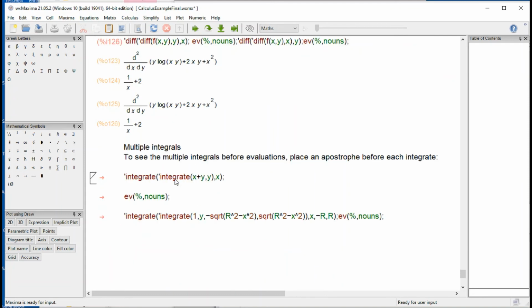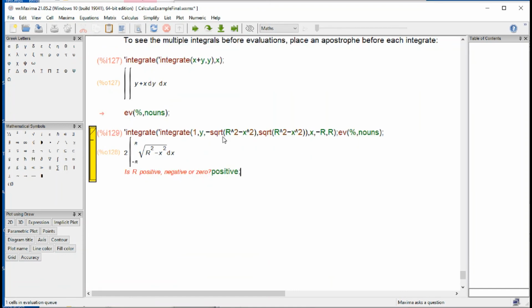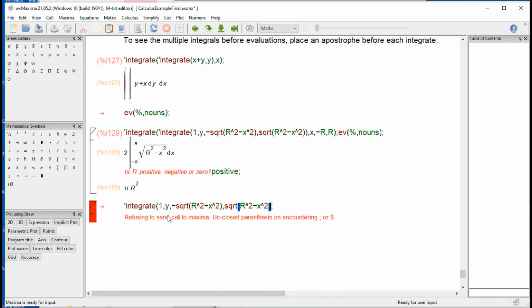Multiple integrals, you do integrate of integrate, you get a double integral. Here's one more complicated, but it already skipped the first integration. This quantity positive, yes, I get pi r squared. To illustrate this, I'm going to copy these and do, oh, I'm missing a parenthesis here. And it gives me that result. It doesn't even give me the integration before the execution, even though I have a percentage.